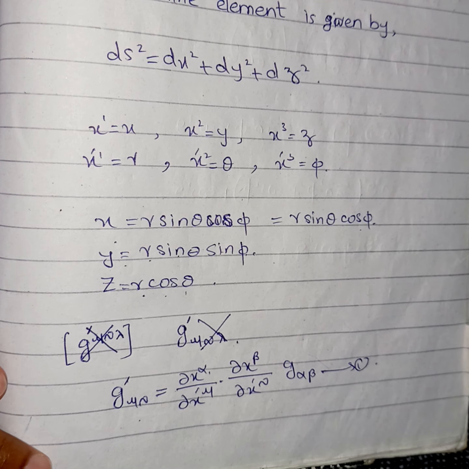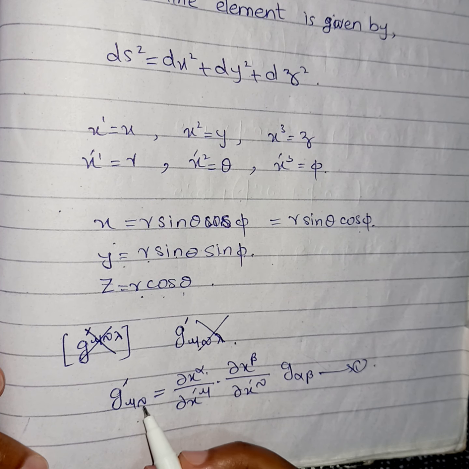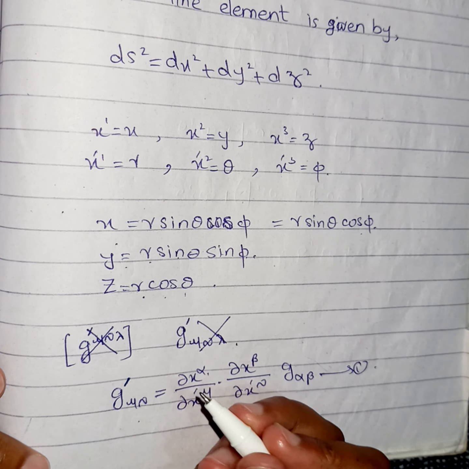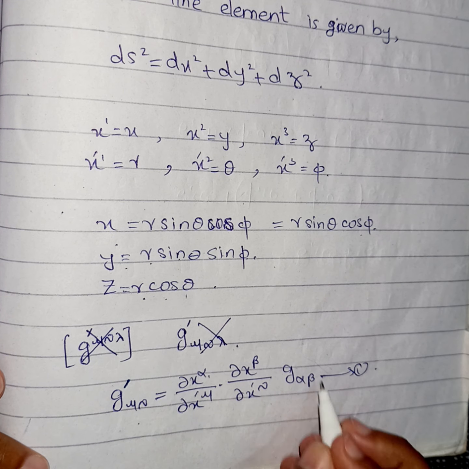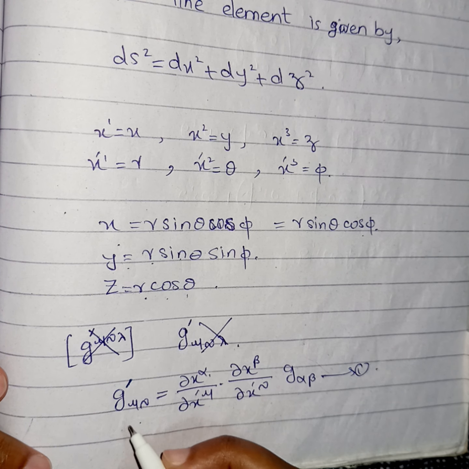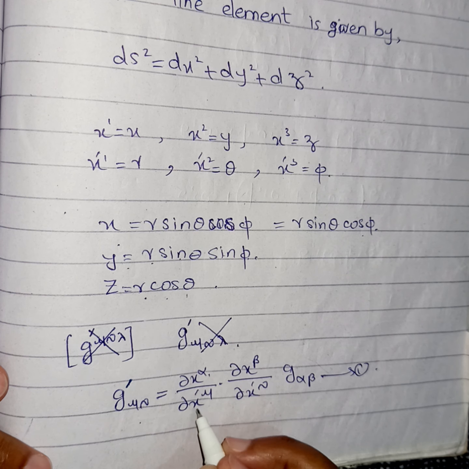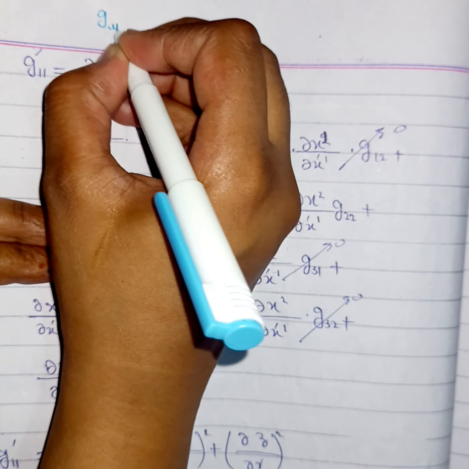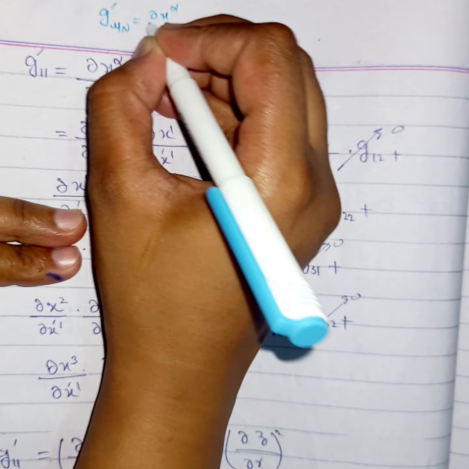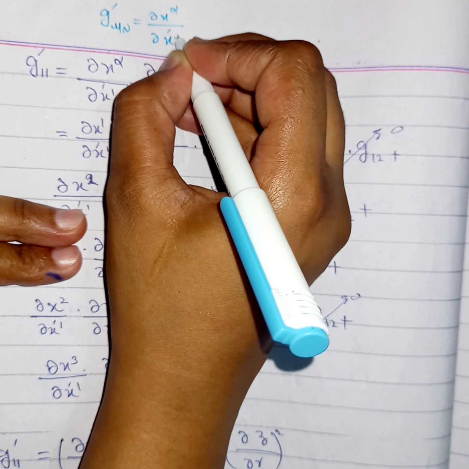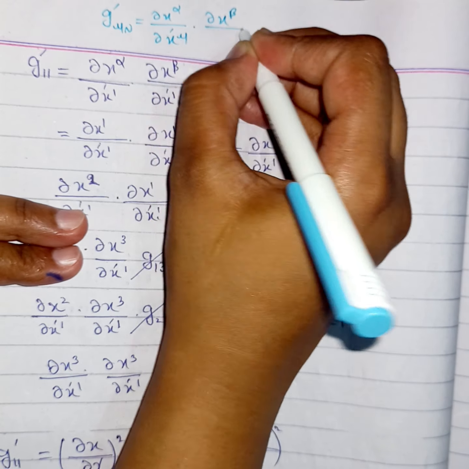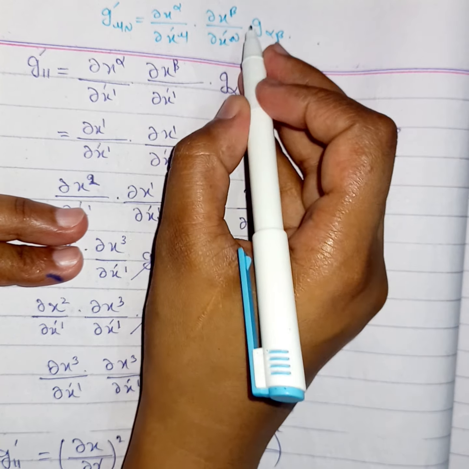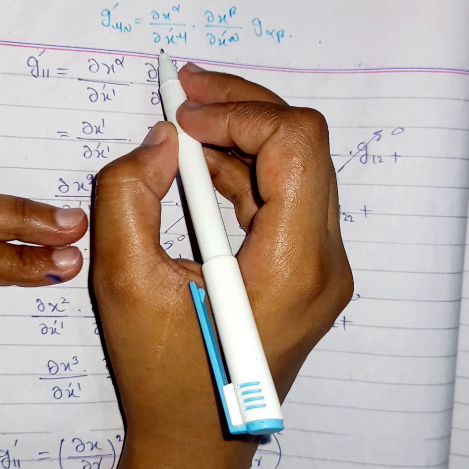Now students, from the transformation laws of tensors, we know that g'μν is the metric tensor in the new coordinates, that is, in the spherical polar coordinates. If it is in covariant form, then definitely these values will be in the denominator. So g'μν = (∂x^α/∂x'^μ)(∂x^β/∂x'^ν) g_αβ. Here α and β are dummy variables, and μ and ν are free.